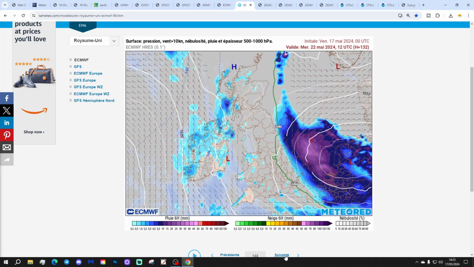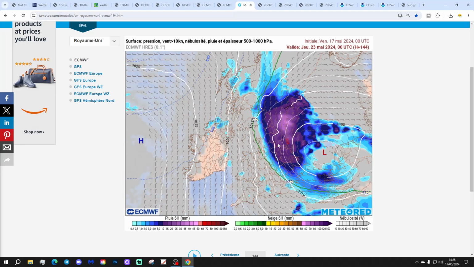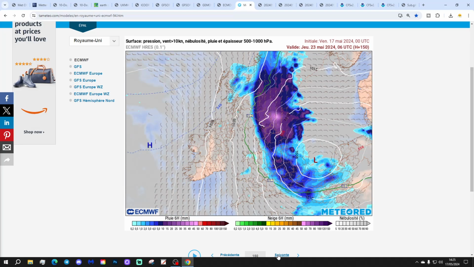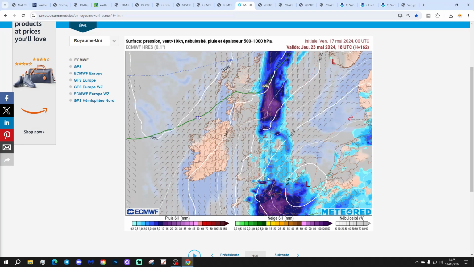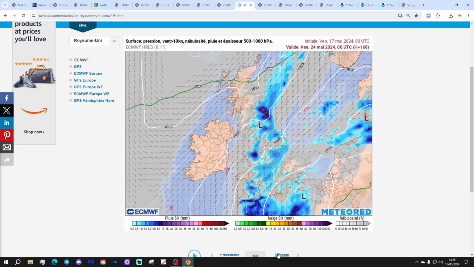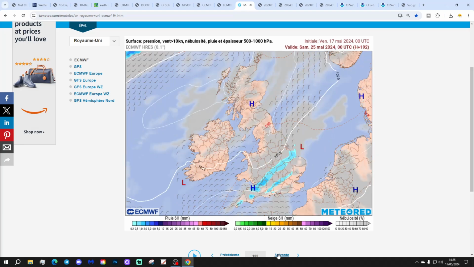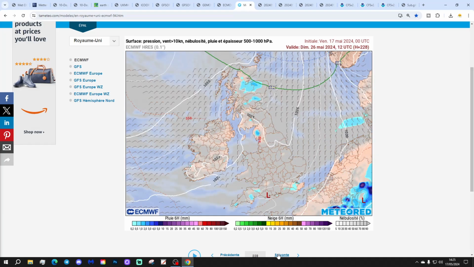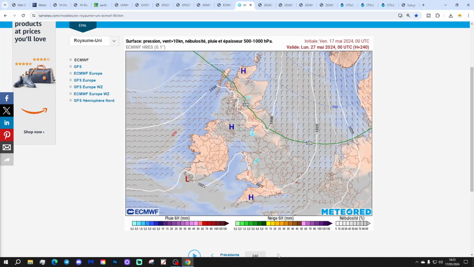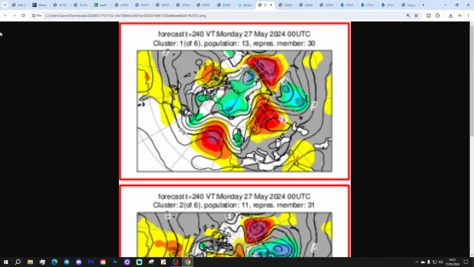bring showers and longer spells of rain in from the east, and very wet weather heading onto eastern coastal areas through the second half of next week and across other parts of England and Wales as well. So a really wet spell through the second half of next week, and then into the bank holiday weekend, though, we start to dry things out quite nicely.